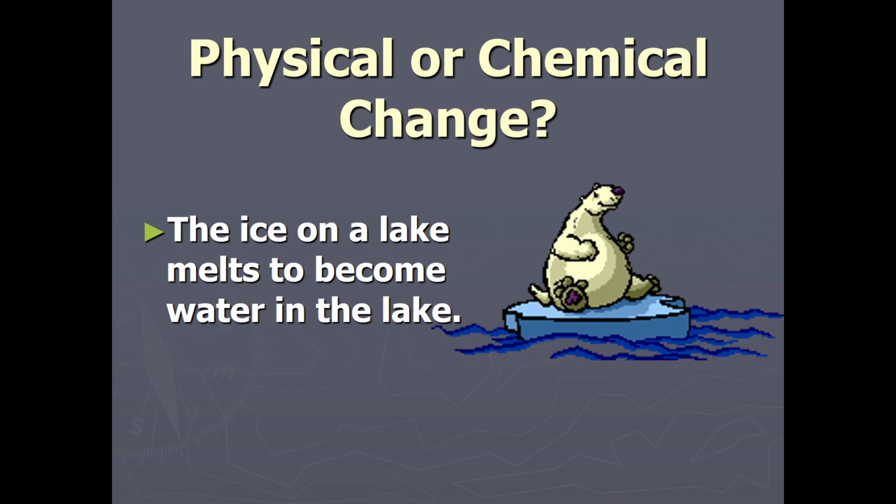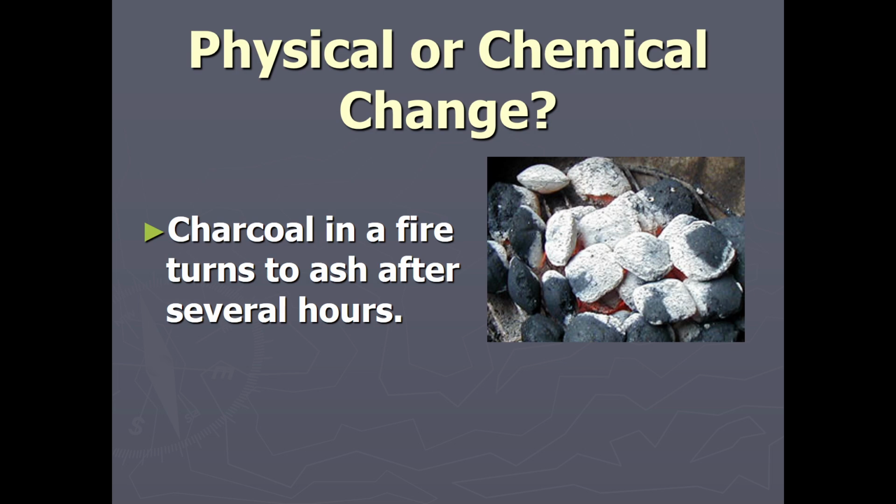Physical or chemical change: the ice on a lake melts to become water in the lake. Physical. Again, another thing you can ask is how easily can it be reversed? You can put the water back in a freezer and freeze it. Very easy to reverse, so that tells you physical. Charcoal in a fire turns to ash after several hours. Chemical. It is very hard to convert ash back into charcoal.